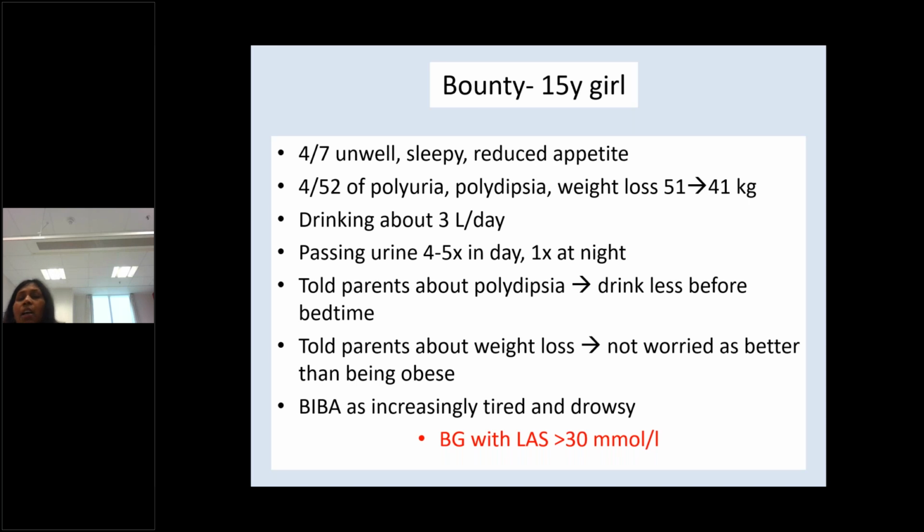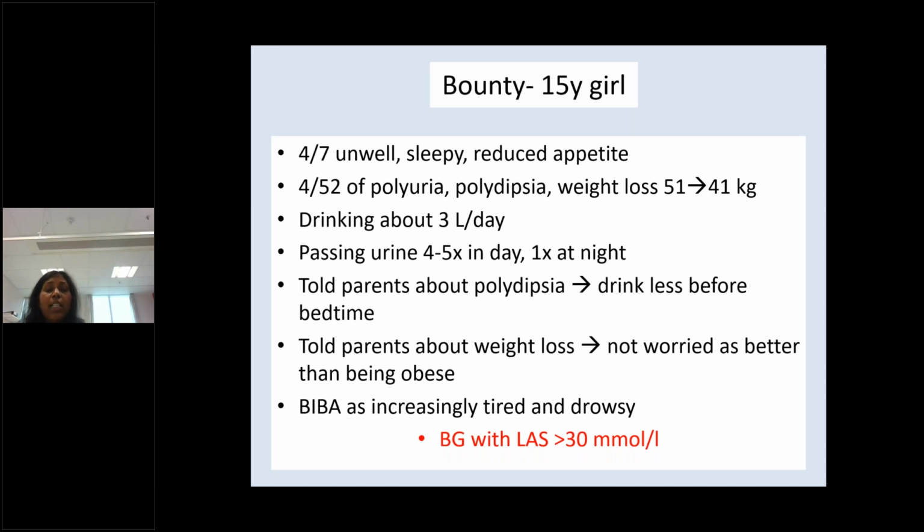She's also drinking lots, around 3 liters per day, and she's passing urine even at night times. She did tell her parents about the polydipsia, but they asked her not to drink too much fluid before bedtime. When she alerted the parents about weight loss, they were not too worried about it. They thought this was a healthy weight loss for her. However, she reached a point where she had to be brought in by ambulance, very tired and drowsy, and the BM with LAS was more than 30 millimoles per liter.